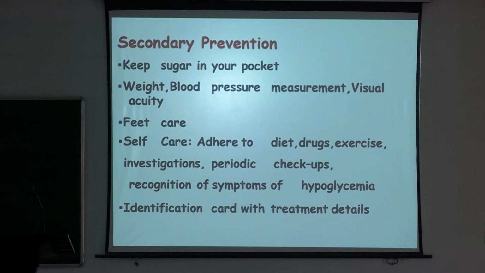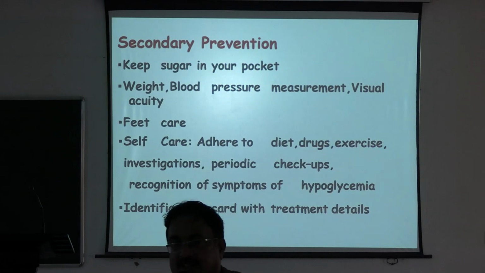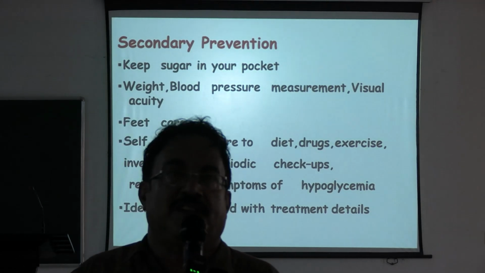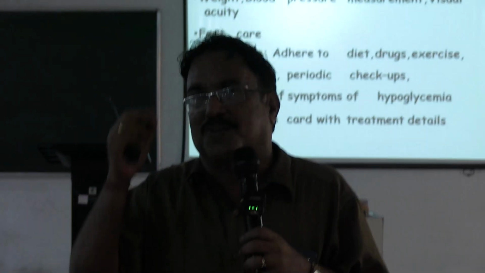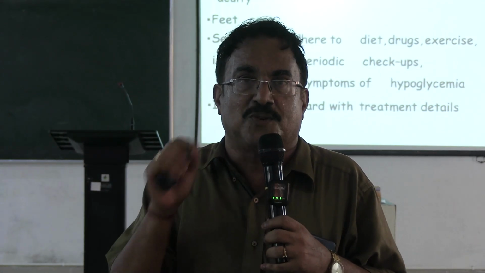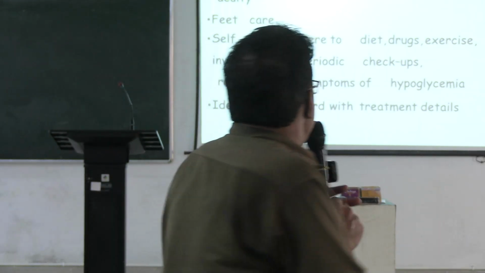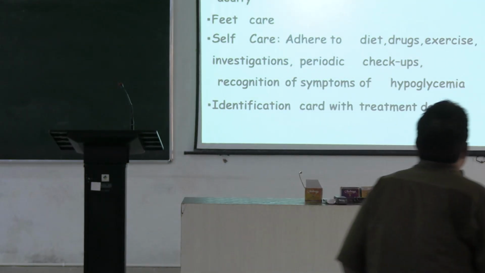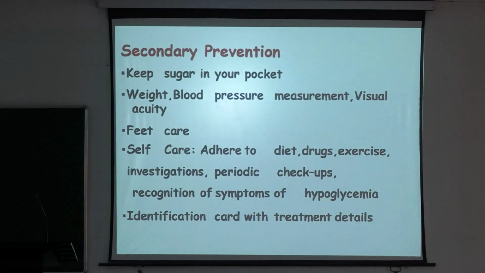Then the other thing should be weight, blood pressure measurement, visual acuity. Visual acuity is another thing which often is neglected. We often ask the patient about sugar, "Hey, is the medicine okay?" But we never ask the patient, "Do you have any problem with your eyes?" He may say, "I'm going to get my eyes tested." But that eye problem is not necessarily cataract. It can be diabetic retinopathy. Okay. So visual acuity is one factor. Feet care, self-care, adhere to drugs, diet, exercise, investigations, periodic checkup.